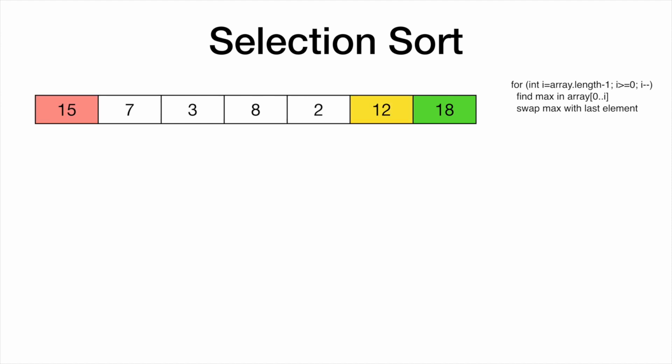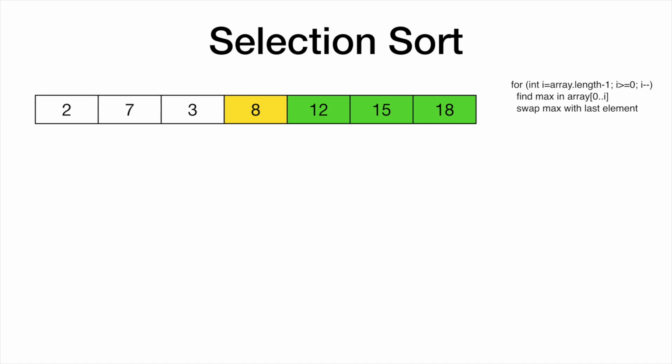So then the next step is to move I back by 1. So now I is array length minus 2. And we're going to find the maximum in this entire unsorted part of the array. The maximum is 15. So we're going to swap those two values. And now 15 and 18 are both correctly sorted, and they're in the location that they're going to be in the final solution. So we're going to do that one more time. Figure out that 12 and 2 need to be swapped. And now the final 3 elements are correct.